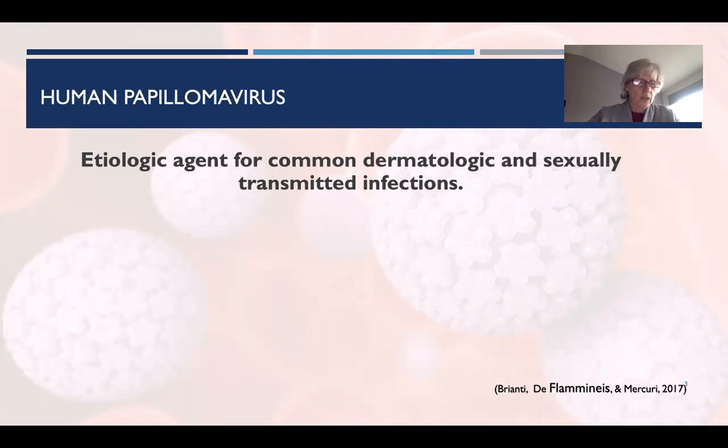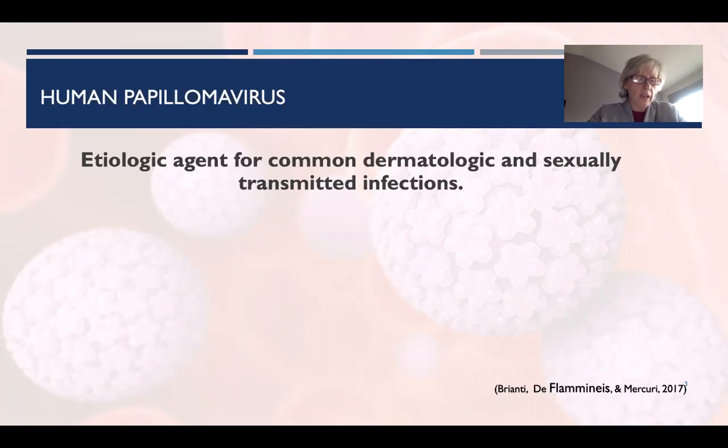So I really wanted to take a minute to just talk about what human papillomavirus is and what the impact is individually. So human papillomavirus is an etiologic agent for common dermatologic and sexually transmitted infections. It is the most common sexually transmitted infection that we have across the US and the world. And sometimes the immune system can actually cure this infection.